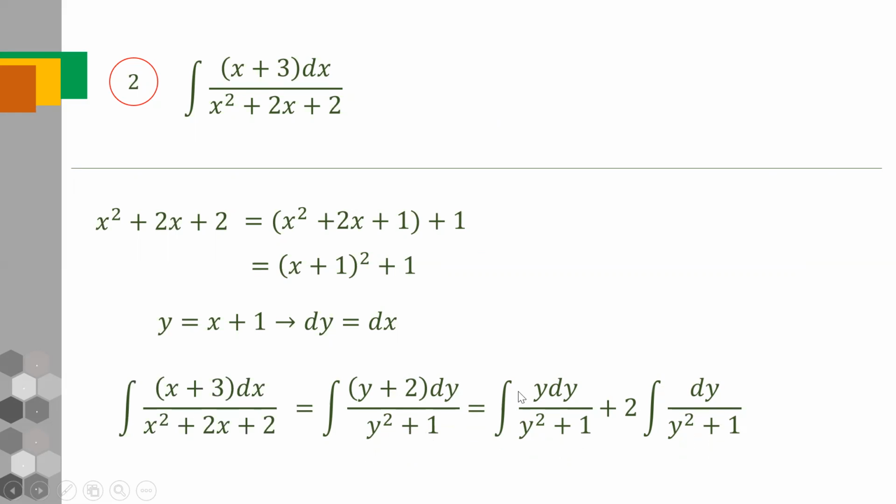The first one is the integral of y dy over y squared plus 1. The other is plus 2 times the integral of dy over y squared plus 1. The first integral can be solved by substitution, which will lead to ln, and the other one can be solved by arctan. Therefore, the integral of this is just equal to 1/2 ln of the absolute value of x squared plus 2x plus 2 plus the integral of the second one, which is 2 arctan of x plus 1, plus c.